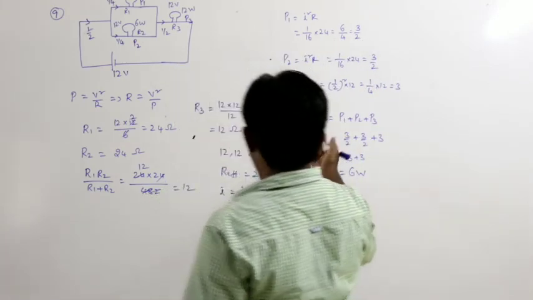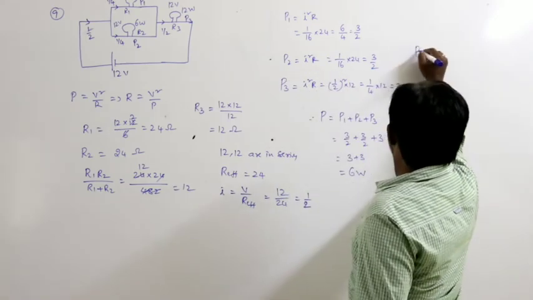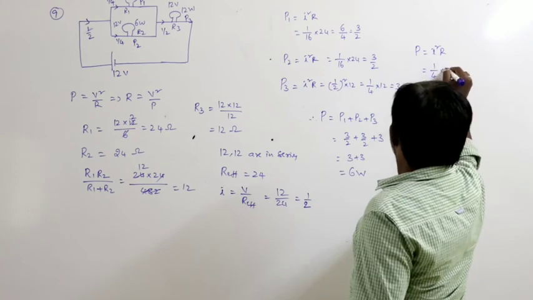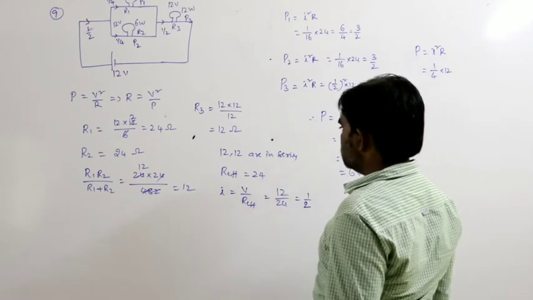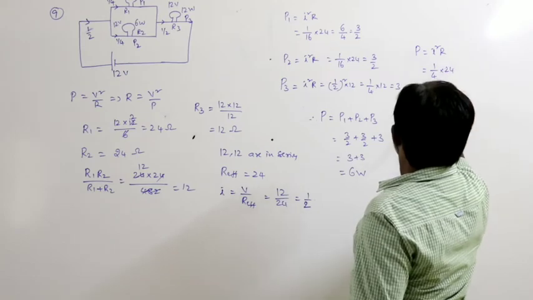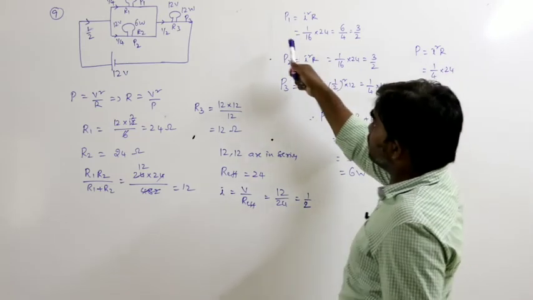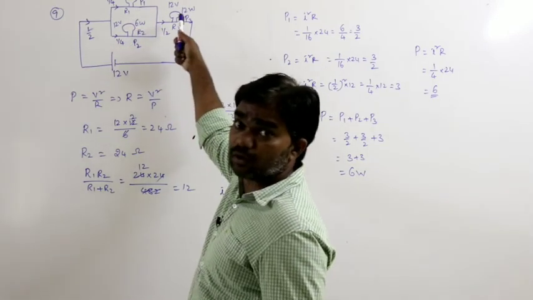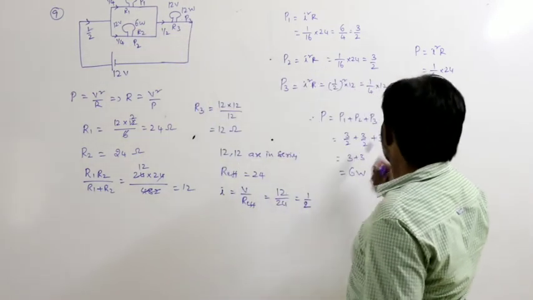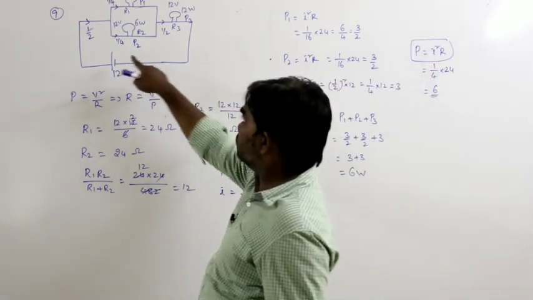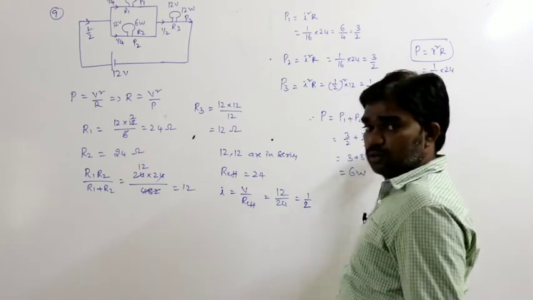Or simply, apart from this, we can write total power consumed is equals to total current square into resistance. 1 by 4 into effective resistance, we got how much? Effective resistance 24. So that is 6 simply without calculating. What is the power consumed in the first bulb? Power consumed in the second bulb? Power consumed in the third bulb? Total power. Or simply total power consumed. What is the total current? 1 by 2. I square R, like this. Simply we can do it like this also.